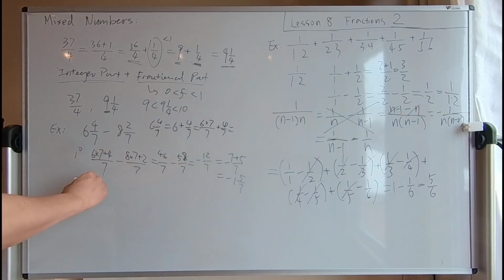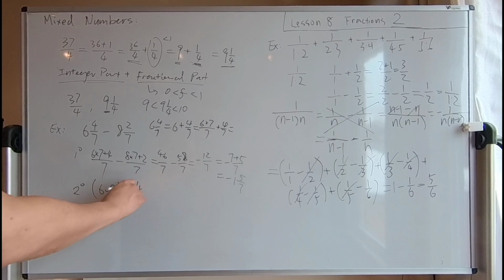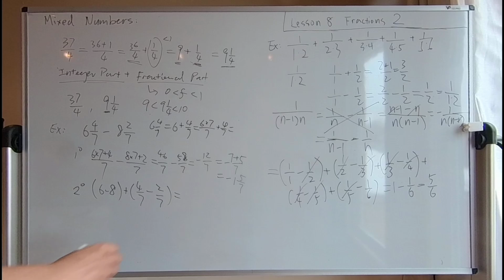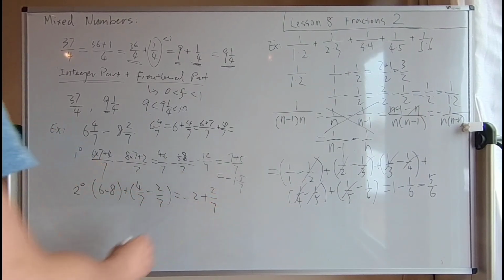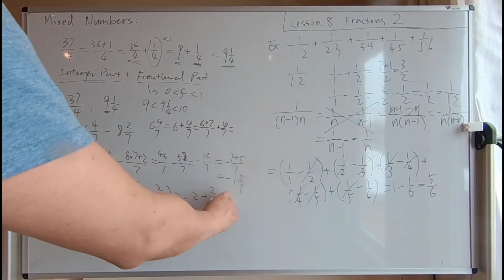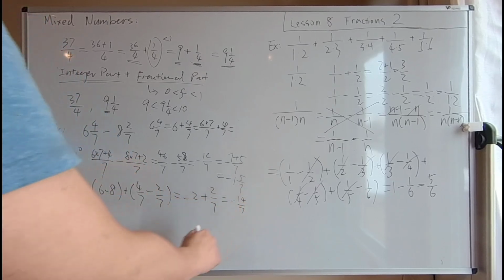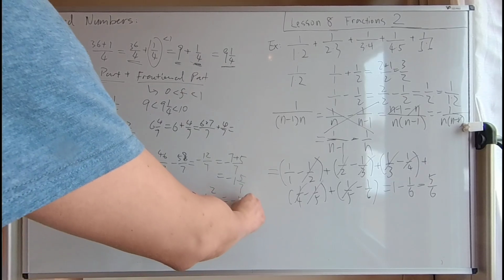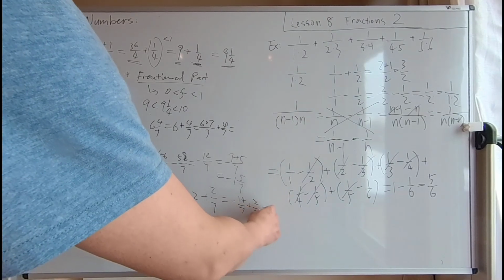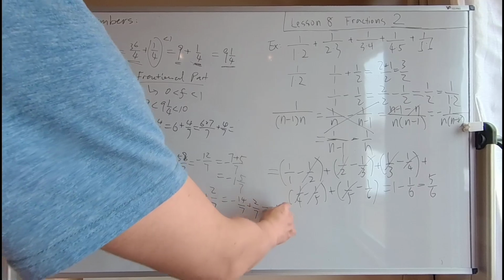So here I have the integer parts, that is 6 minus 8, and then the fractional part is 4 over 7 minus 2 over 7. The first part gives me minus 2. The second part gives me 2 over 7, it's a positive 2 over 7. And I still need to combine them together by looking for the common denominator. Right, so then this again is minus 12 over 7.